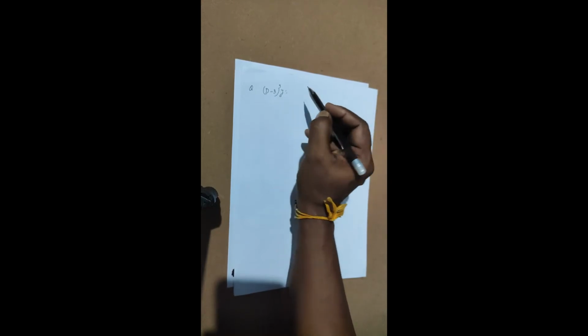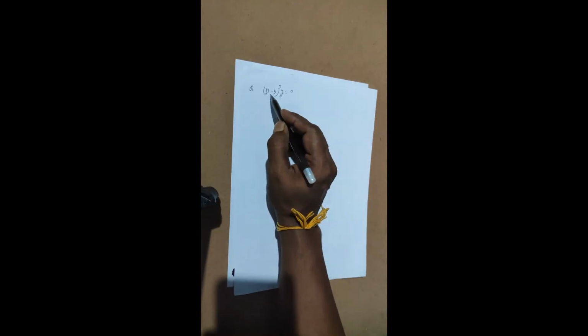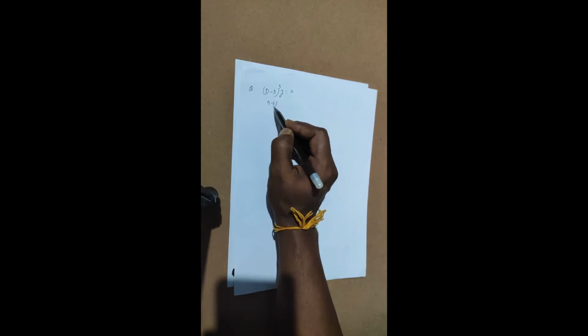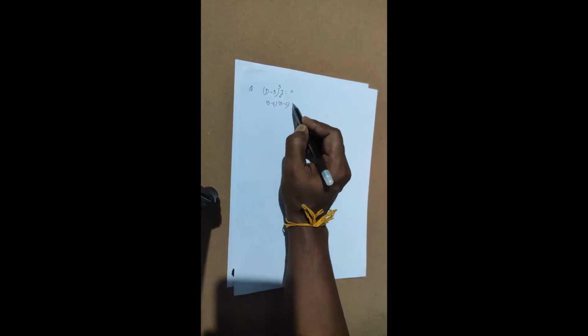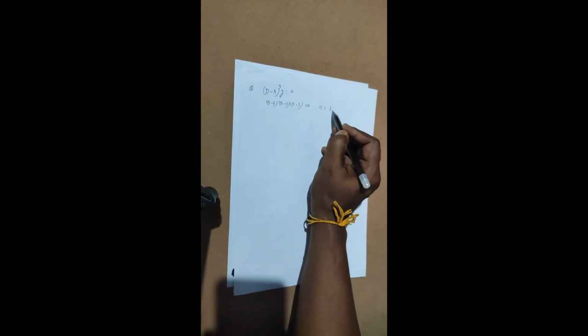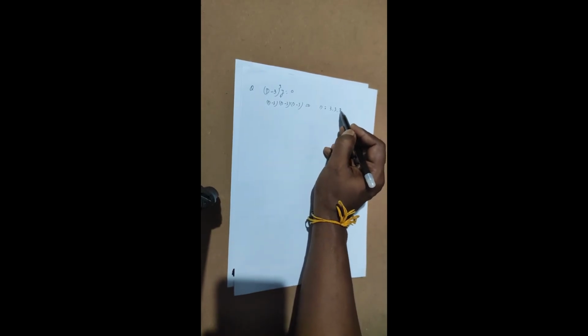Okay, suppose we are getting this complementary function. (a minus b) whole cube means (a minus b) is multiplied 3 times, so (D minus 3) is multiplied 3 times: (D minus 3)(D minus 3)(D minus 3) is equal to 0. So D is equal to 3, 3, 3, if the roots are equal.